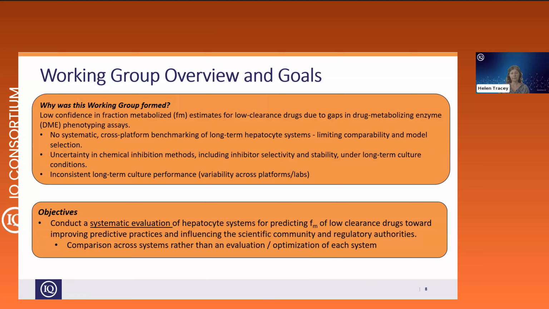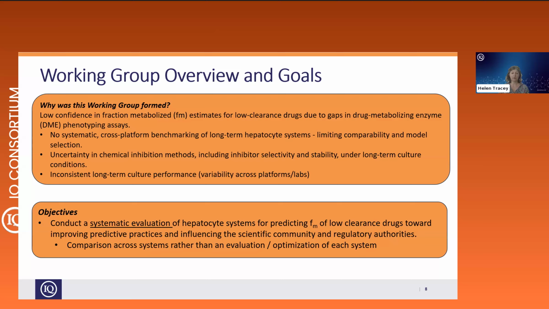And traditionally, this has been achieved preclinically by conducting reaction phenotyping assays in vitro systems such as human liver microsomes or hepatocytes with chemical inhibition. And these assays are often supplemented with incubations with recombinant enzymes. And all these in vitro systems have short incubation times.